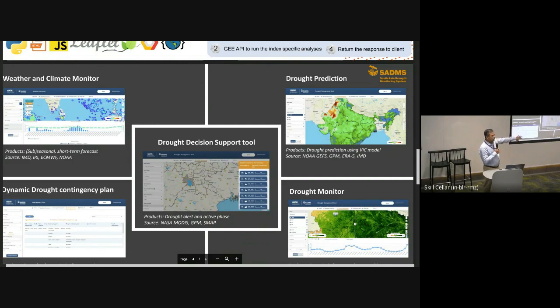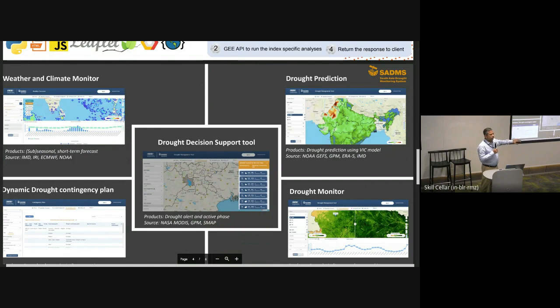Then we have drought monitoring. There are around 40 indicators involved in different submodels to address those specific issues. And the heart of this system is the drought decision support tool. We have the NDMA, the National Drought Monitoring Agency. They have some guidelines and some policy. So how can we implement those things here?